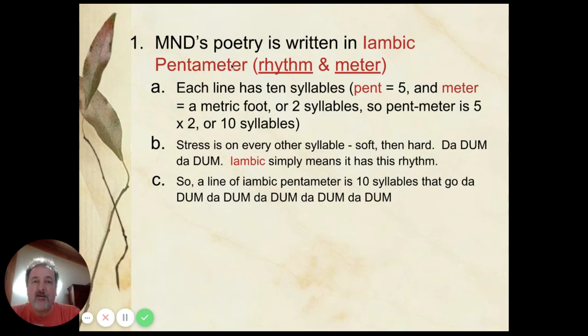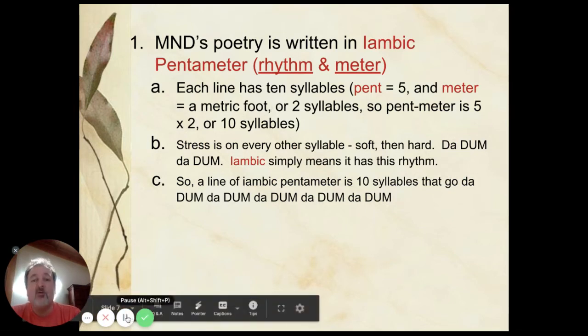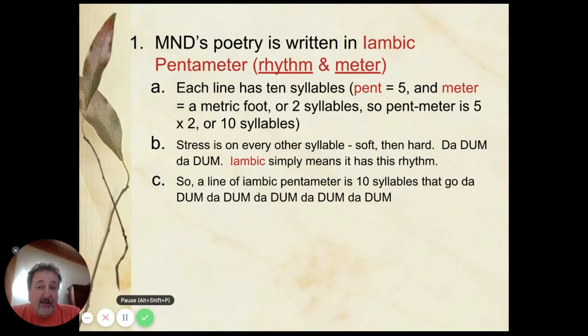Pentameter is the meter. It's how many syllables you'll see in each line. Pent means 5, like pentagon, pentagram, 5. And meter refers to a metric foot, which is a pair of syllables. So pentameter means 5 times 2, or 10 syllables. Take a look at an example of what this iambic pentameter looks like in action.